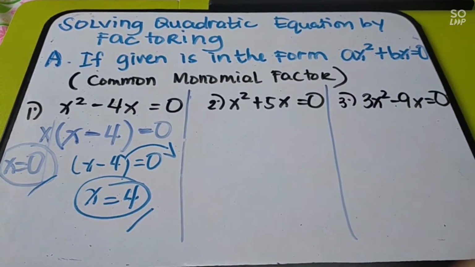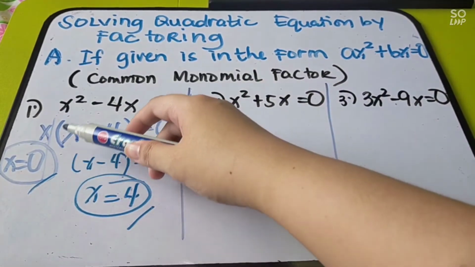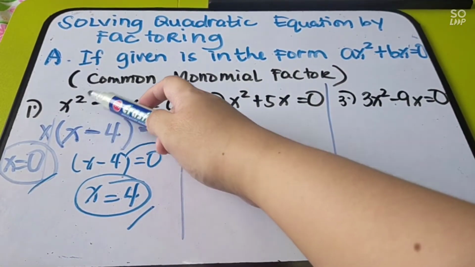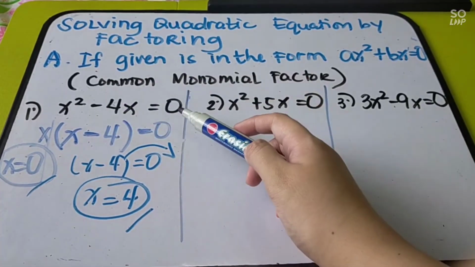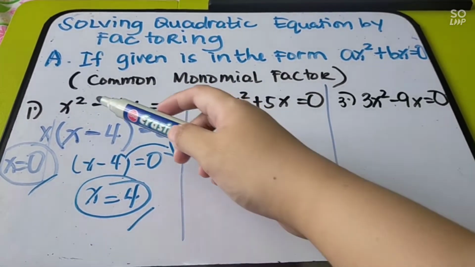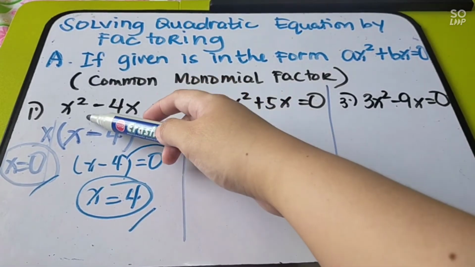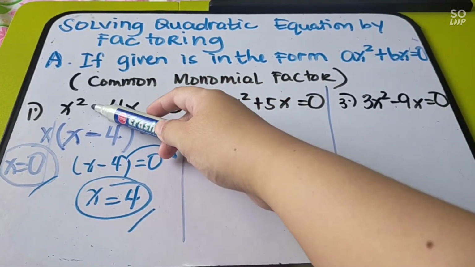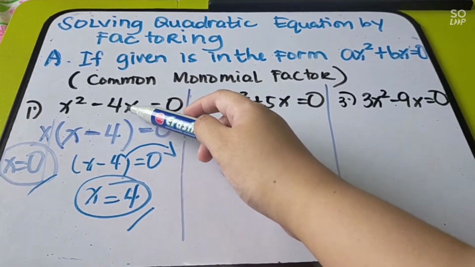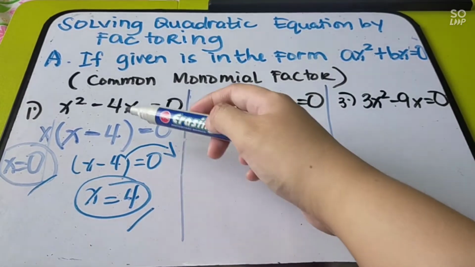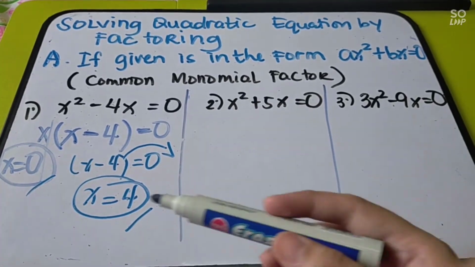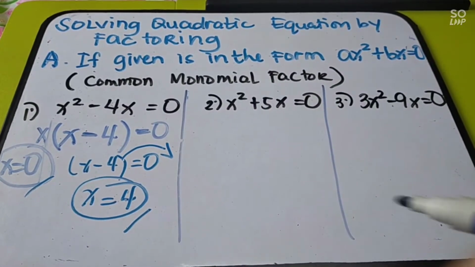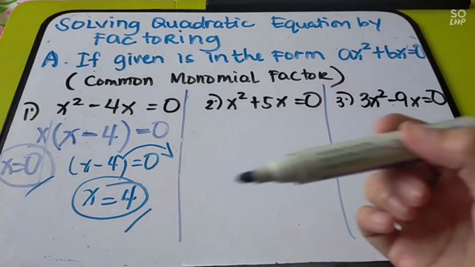Is it clear? So, to check your answer, just substitute. If you are going to substitute here 0, 0 squared is 0, then 4 times 0 is 0. 0 minus 0 is also 0. Diba? Next tayo, tingnan nyo to. 4 squared. Ang 4 squared natin ay 16 minus 4 times 4, kasi x ay 4, 16. So, 16 minus 16, we have here 0. So, your factors are correct. Or, your x's are correct.